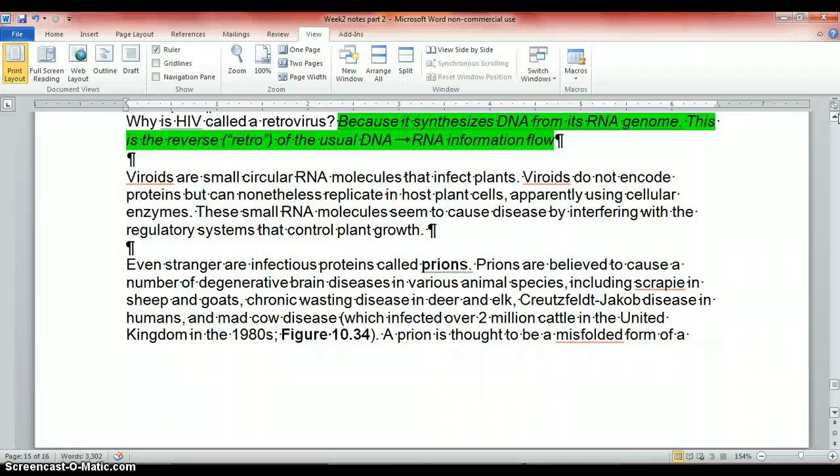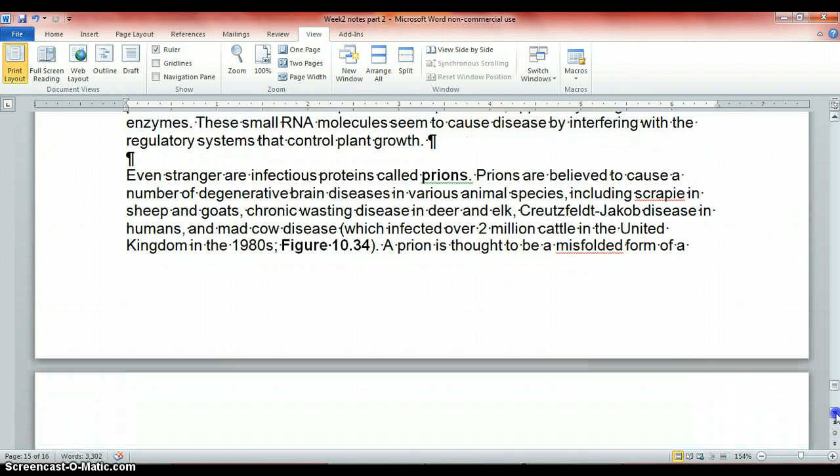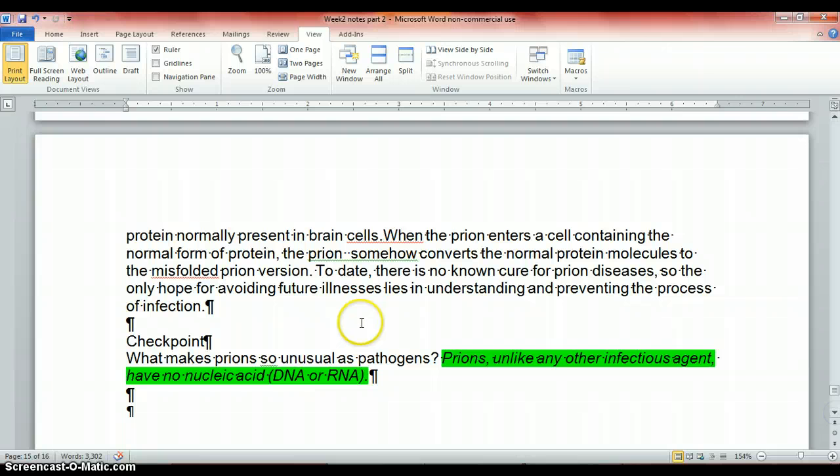Okay, so prions are believed to cause a number of degenerative brain diseases in various animal species, including scrapie in sheep and goats, chronic wasting disease in deer and elk, Creutzfeldt-Jakob disease in humans, and mad cow disease, which infected over 2 million cattle in the United Kingdom in the 1980s. A prion is thought to be a misfolded form of a protein normally present in brain cells.